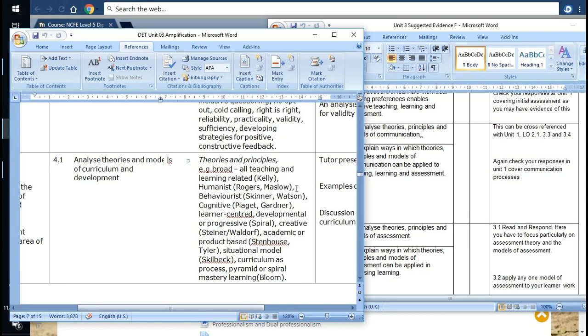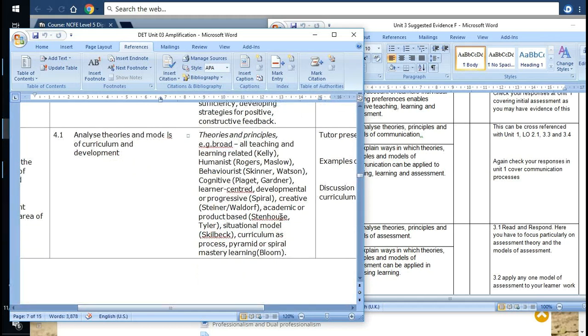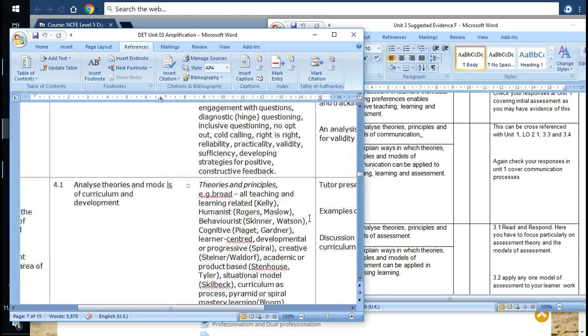Broad, Kelly, Maslow, as usual. Skinner is another one that comes in quite often. Piaget. We've not got Vygotsky in it. No, he doesn't do this. That's right. Steiner and Waldorf, academic or product-based. Stenhouse and Tyler, situational model. Skilbeck, curriculum as a process. A pyramid or spiral mastery of learning, which again is Bloom.